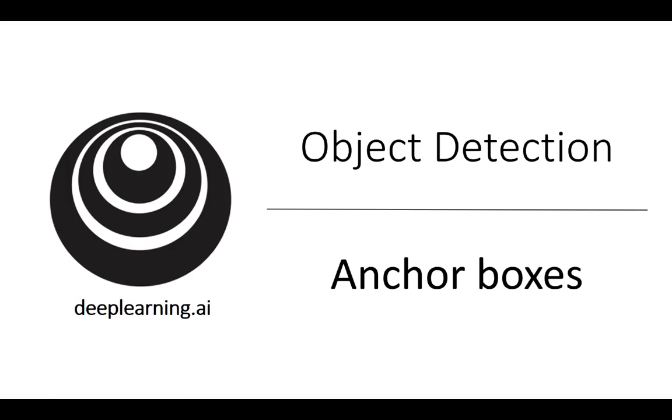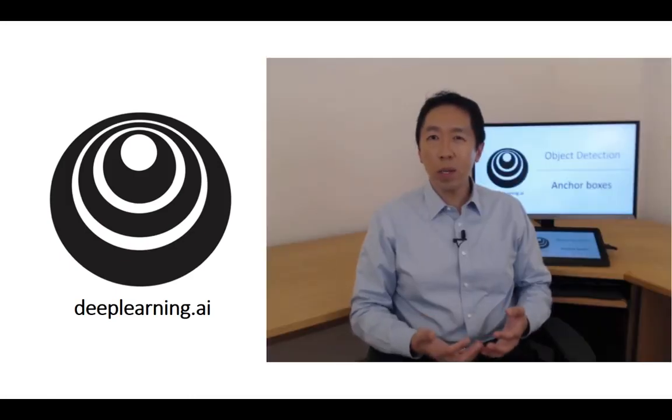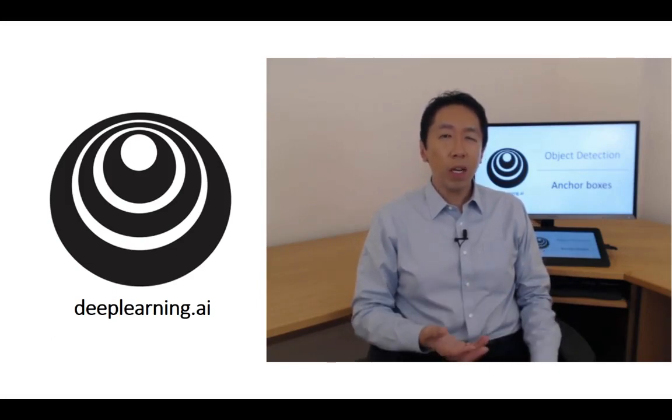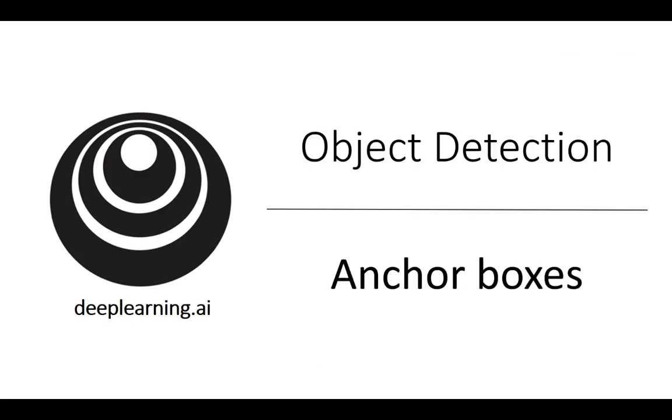One of the problems with object detection, as you've seen it so far, is that each of the grid cells can detect only one object. What if a grid cell wants to detect multiple objects? Here's what you can do. You can use the idea of anchor boxes. Let's start with an example.